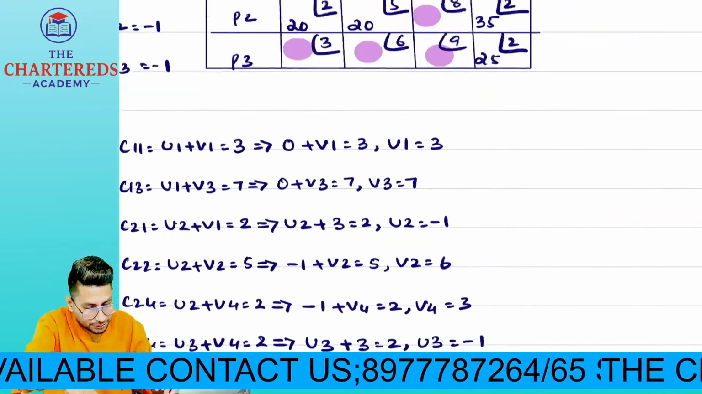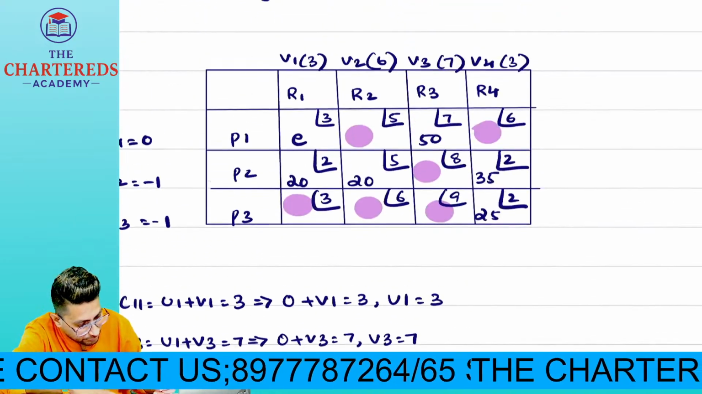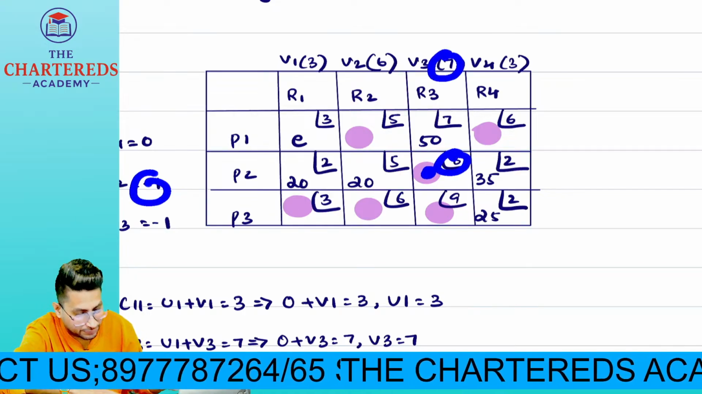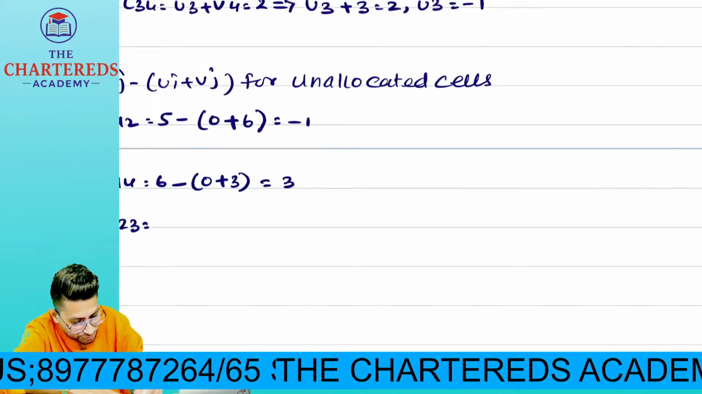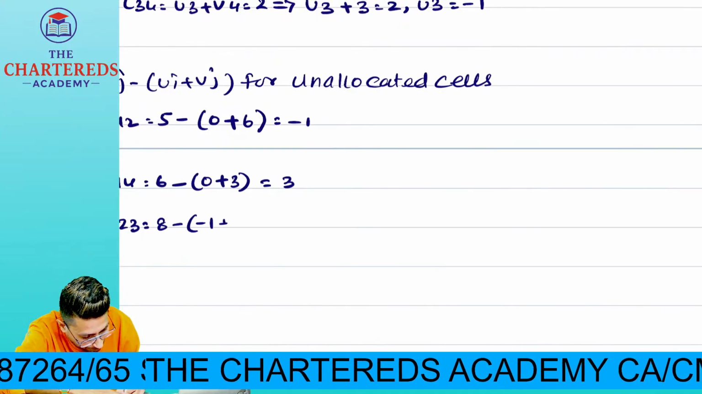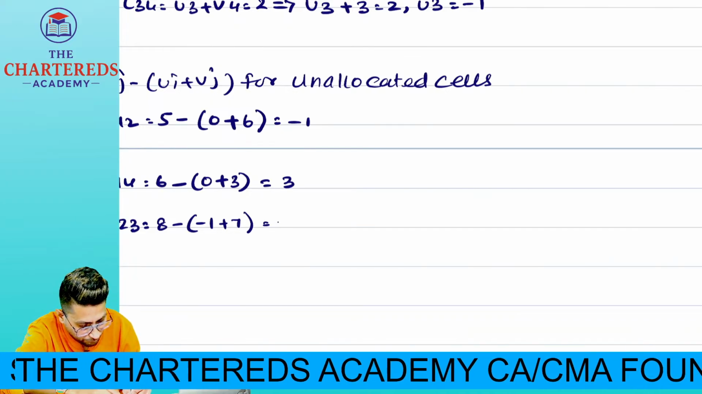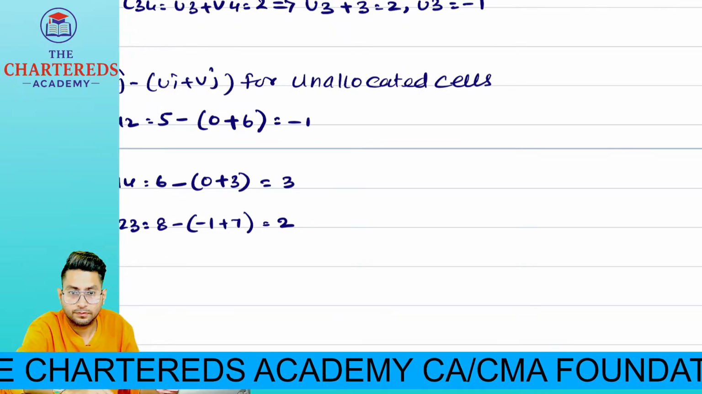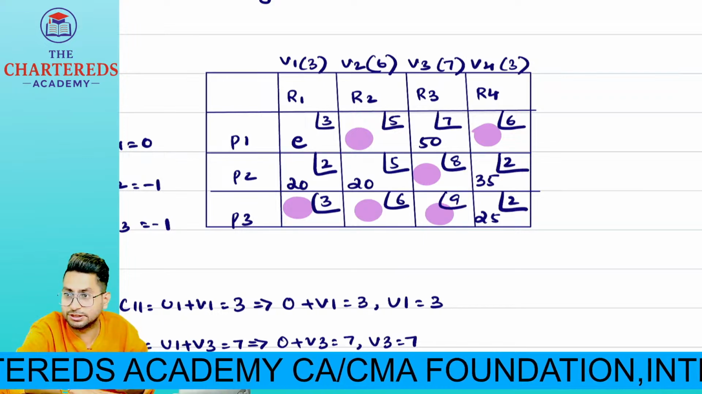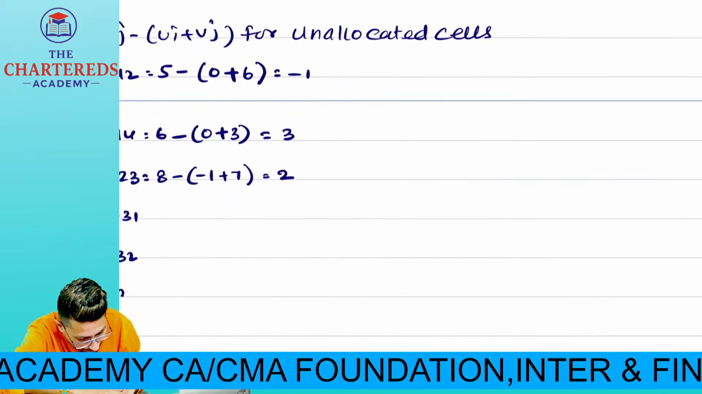Next, C23. Cost is how much? 8. And minus 1, 7. Here Cj is 8. Here it is minus 1 plus 7. Answer is 2. Next C31, C32, C33.